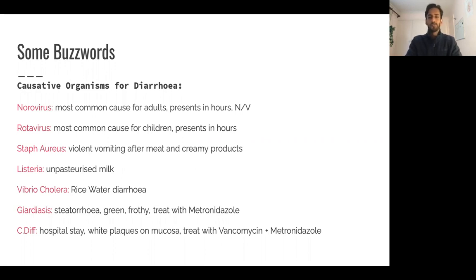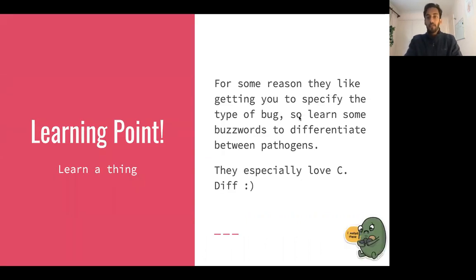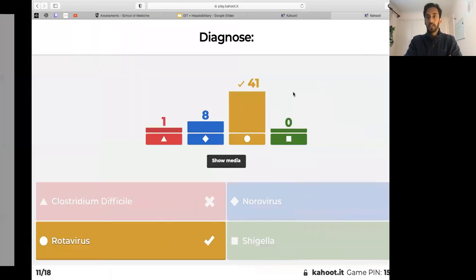Two that faculty just really loves for some reason are giardiasis as well as C. diff. For giardiasis, remember that you treat it with metronidazole. Steatorrhea is really important to note. C. diff is when you've been loaded with antibiotics during a hospital stay, and it's also called pseudomembranous colitis. You treat it with vanc and metronidazole. That's the important stuff to know. For some reason, as I said, they do like really getting you to differentiate the types of bugs. So at the end of the day, if you know those buzzwords, it helps you differentiate.